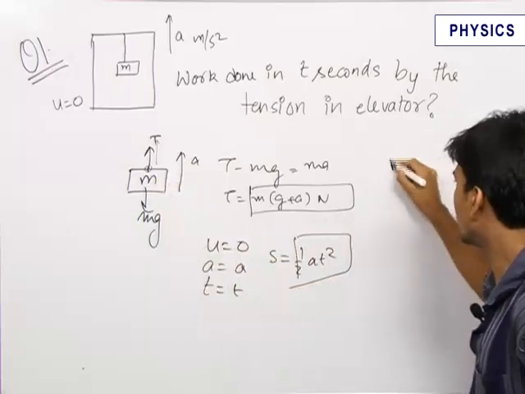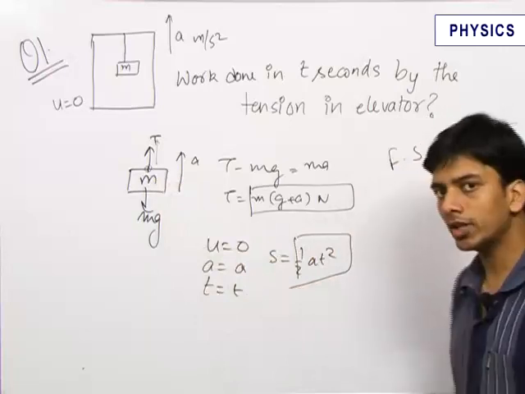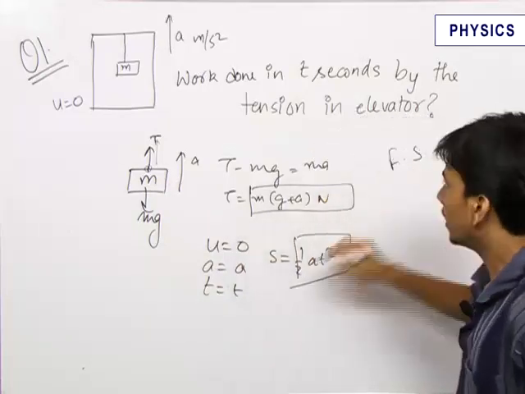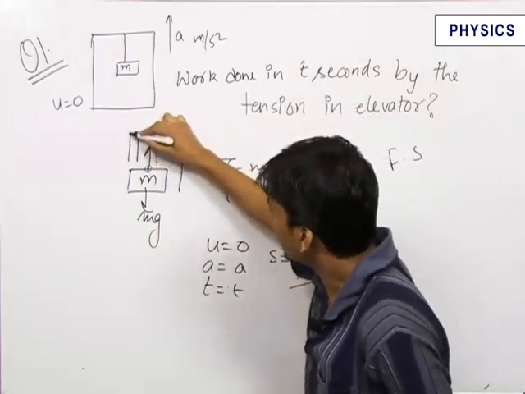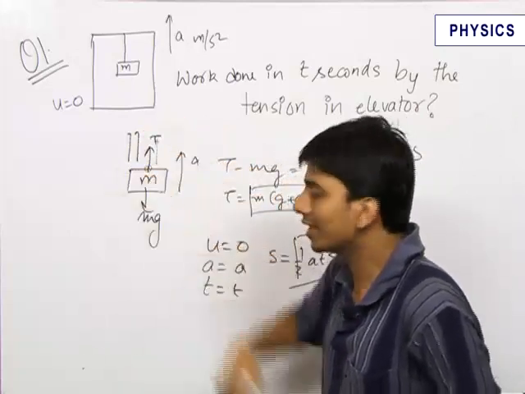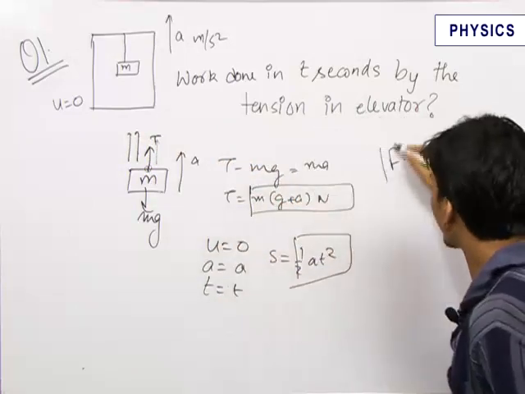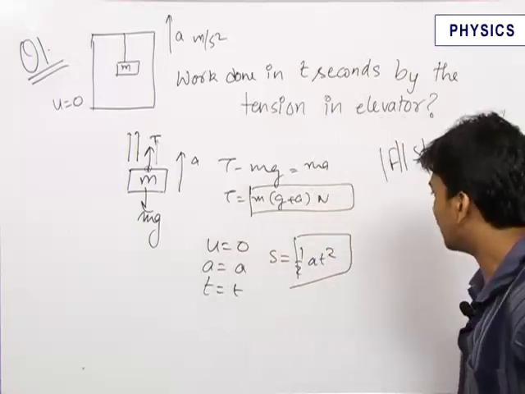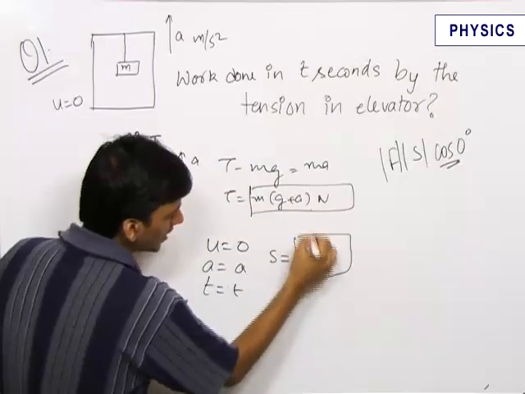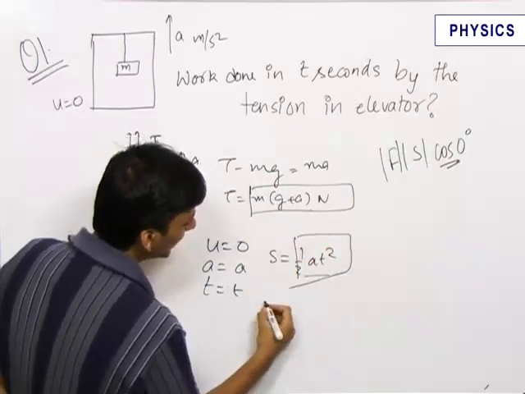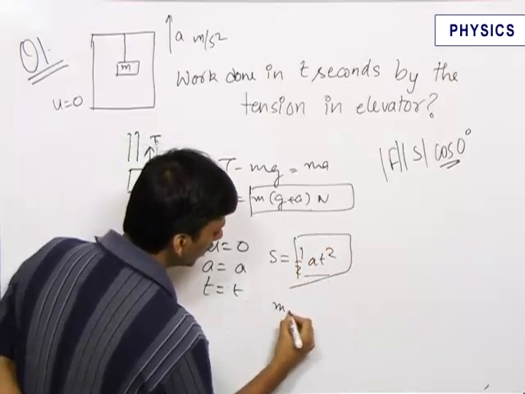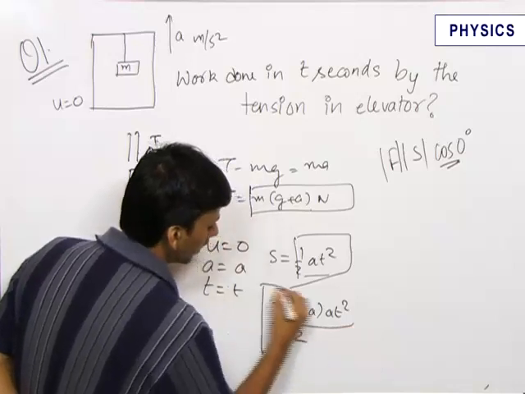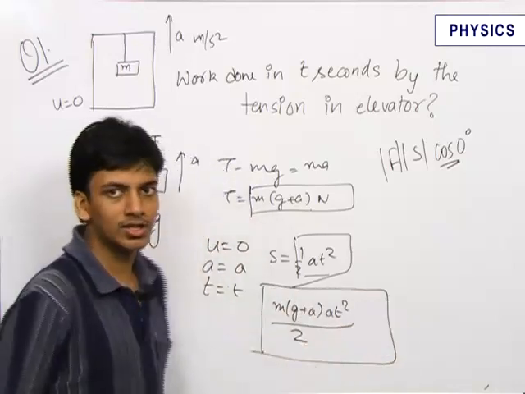So the work done comes out to be force into displacement. Actually the formula for work done is F vector dot displacement vector. Now here, since force vector and displacement vector are both in the same direction, the angle between their tails is 0 degrees. So we can directly multiply their magnitudes to find out the work done, because cos 0 is equal to 1. When we multiply the tension by the displacement, we directly get the work done by the tension force, which is equal to m into (g plus a) into a t square by 2. This comes out to be the final work done by the tension force on the block.